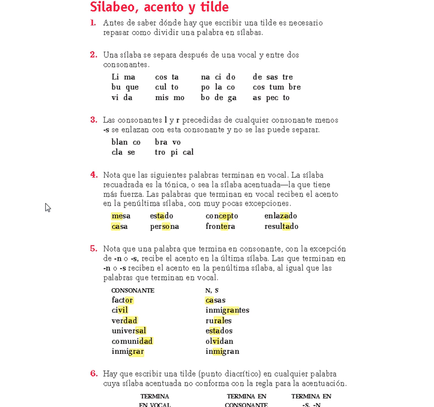You don't say Manica or Monica. We say Mónica. We're putting the stress on the M-O. So here our words are mesa, estado, concepto, enlazado, casa, persona, frontera, resultado. I'm going to look at that yellow syllable.